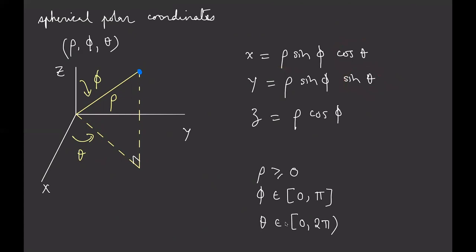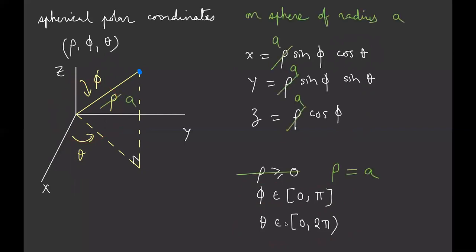In this case, my rho has to be non-negative, since it's just a distance to the origin. The way I've got this here, phi has to be between 0 and pi, because I can start right up there and go all the way down to the negative z-axis, but I don't go any further. Theta is your standard polar coordinate in the xy plane, so it goes from 0 to 2 pi. You can go all the way around and come back to the x-axis. So here's my standard way of polar coordinates, a general point over here.